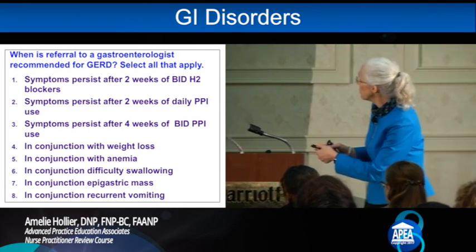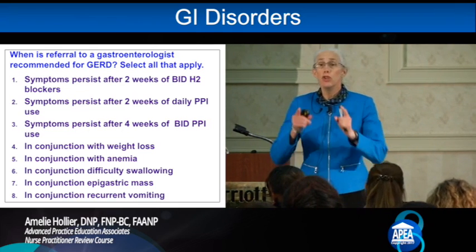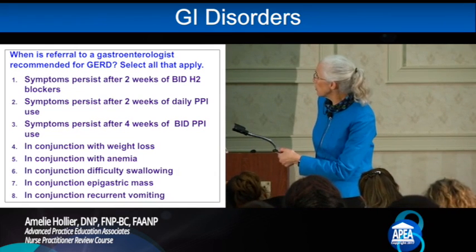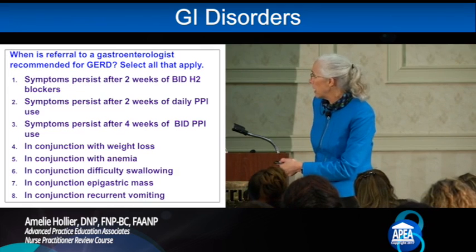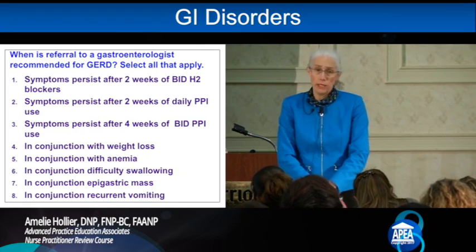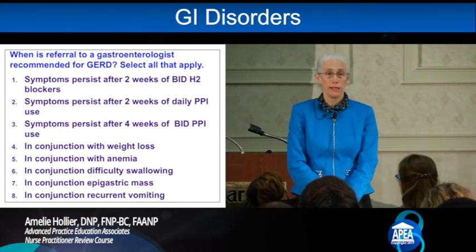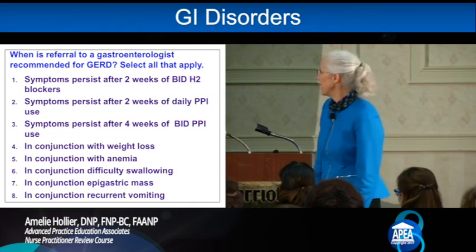Look at number 3. Symptoms persist after 4 weeks of a BID PPI. You're going to see GI. Circle that one. If it's in conjunction with weight loss, anemia, difficulty swallowing, epigastric mass, or recurrent vomiting, you need to be on GI's hot list to go see them PDQ, right? PDQ. Pretty damn quick, all right?